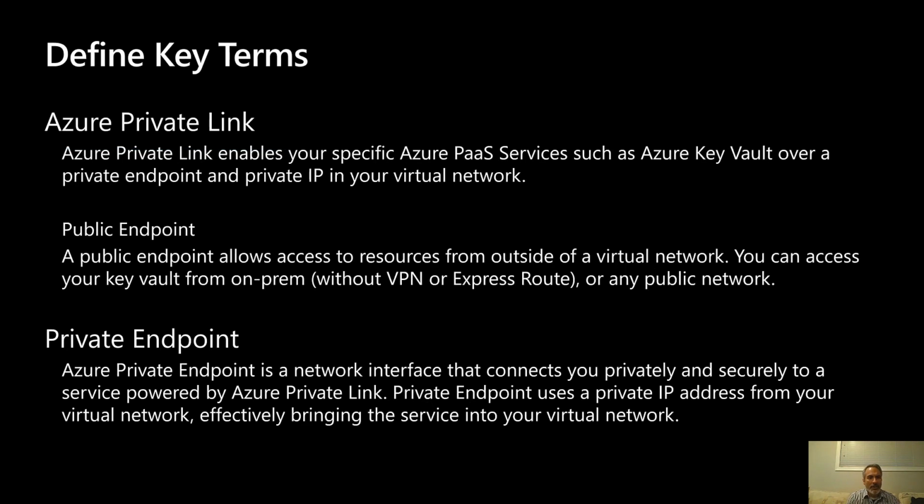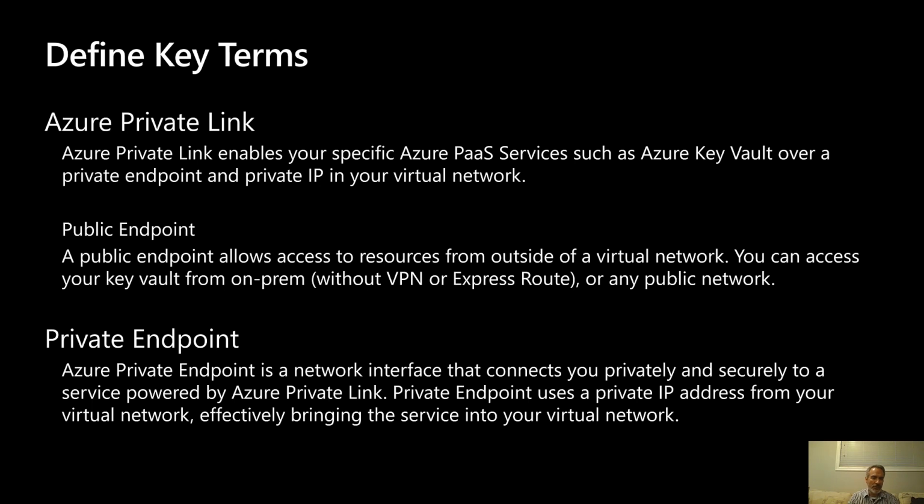So before I get started on Azure Private Link, let me take a few moments to explain a couple of common terms. One is Azure Private Link. First, what is it? It is a service that we are now offering that allows you to connect privately to your specific Azure PaaS service. In our case, that means Key Vault, and how we connect that over a private endpoint and a private IP in your virtual network. Finally, you should know what a public endpoint is, and that's basically how anybody connects on-prem or through any public network to your specific Azure PaaS service, in this case Key Vault as well, without the use of VPN or ExpressRoute.